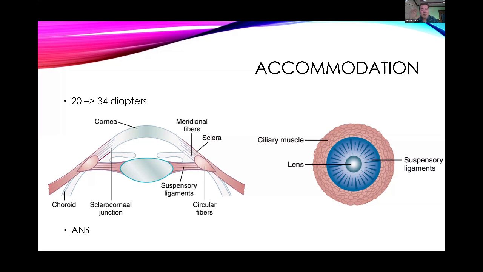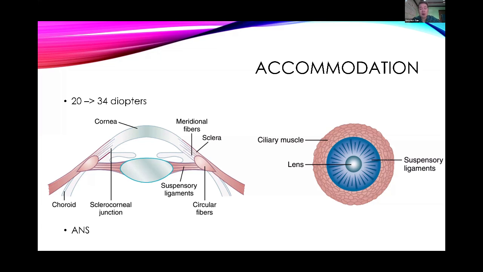But for accommodation to occur, the ciliary muscles will contract, the suspensory ligaments will lengthen. When I lengthen the suspensory ligaments, they are loose, they are lax. Then the power of the lens increases because the convexity increases.